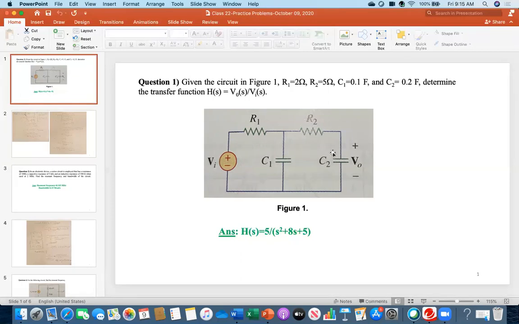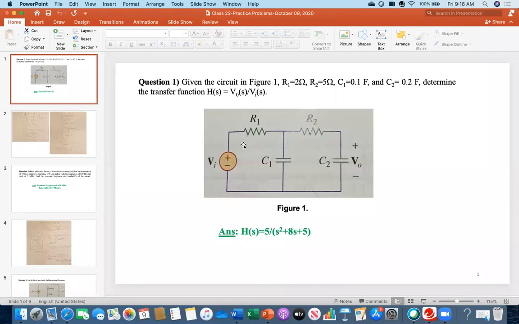I am giving you the hints, and then you just do that. You see that all four parameters are given: R1, R2, C1, C2 values. So how to get V naught? If you can find the current flowing through C2, then that current multiplied by the impedance is your actual V naught. Therefore, first you find the total or equivalent impedance. R2 and C2 are in series, and that combination is in parallel with C1, and that whole combination is in series with R1.